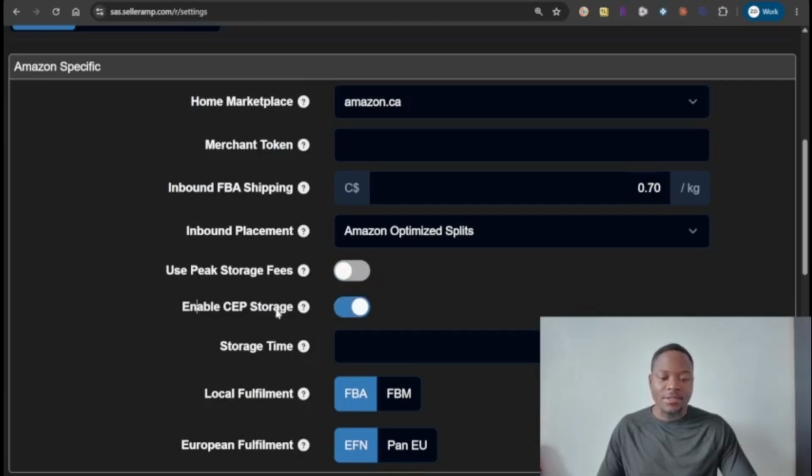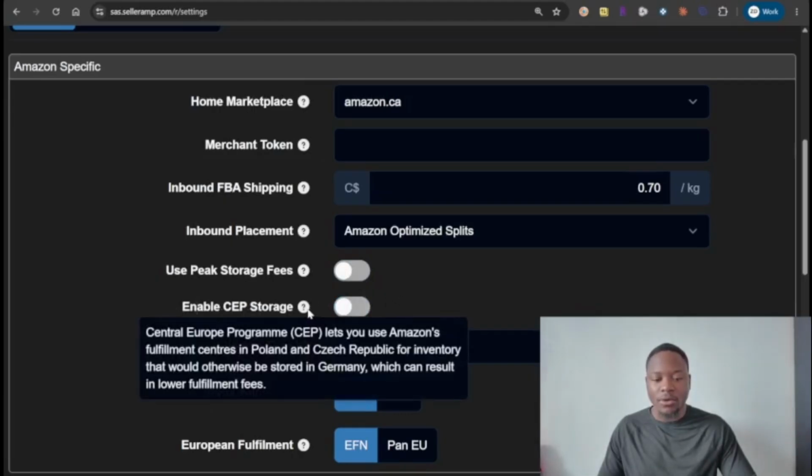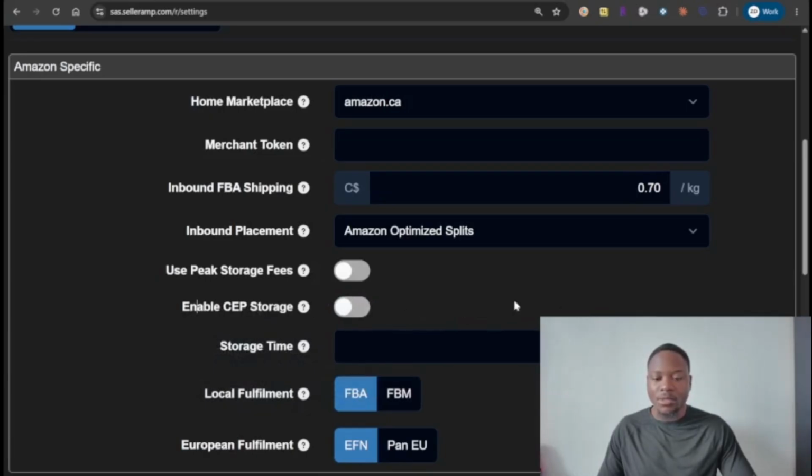Okay. Now, the second thing here would be the CEP storage. This is more so for the European market. So we don't really care about that. We're going to leave that blank.